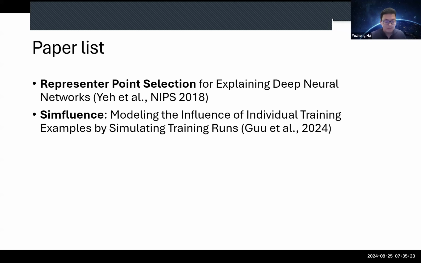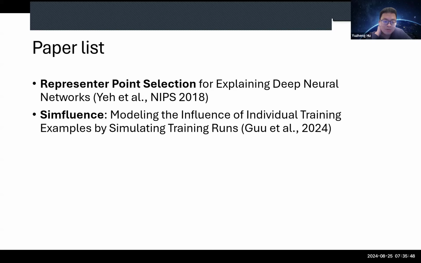Okay, so hi everyone. Today I'm going to talk about two different approaches. One is the representative point selection, and the other is the simfluence. They are both capable of doing data attribution. Representative point selection, as you just mentioned, is a classical method, whereas simfluence is relatively new.